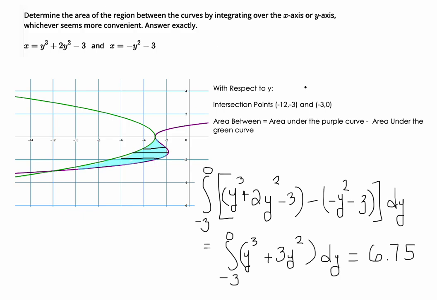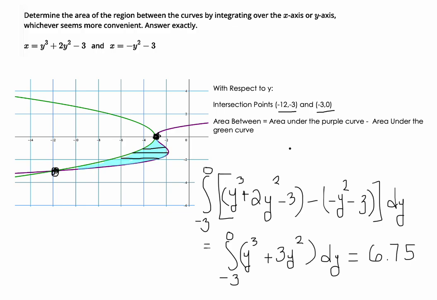Now, to start looking at how to set this up, the first thing we need to do is identify the intersection points. So we're going from this point here, which is negative 3, 0, to this point right here, which is negative 12, negative 3.